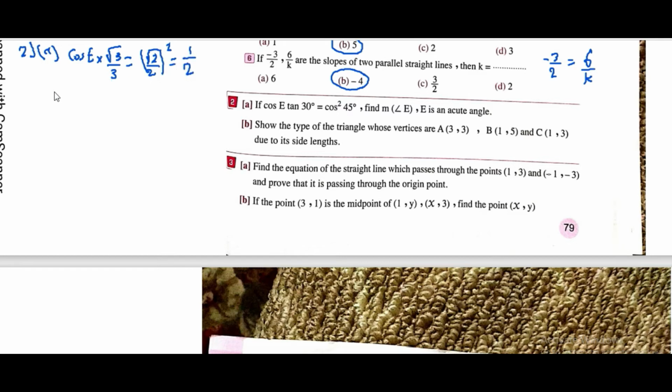Cosine E equals a half divided by root 3 over 3. Half divided by root 3 over 3 means root 3 over 2. Shift cosine of root 3 over 2, so the measure of angle E equals 30 degrees.